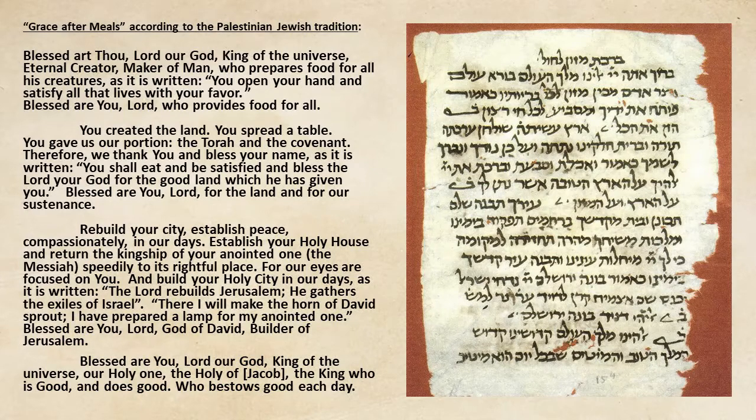I have prepared a lamp for my anointed one. Blessed are you, Lord God, God of David, builder of Jerusalem. Blessed are you, Lord our God, King of the universe, our Holy One, the Holy One of Jacob, the King who is good and does good, who bestows good each day.